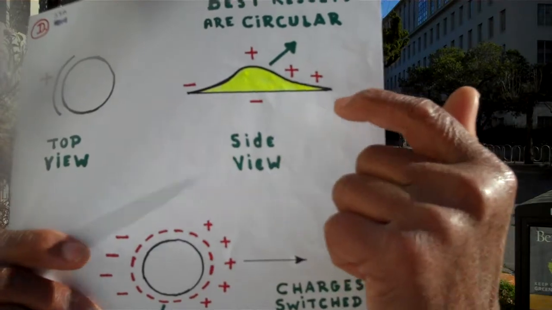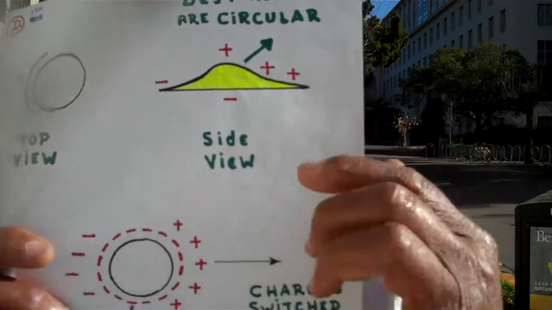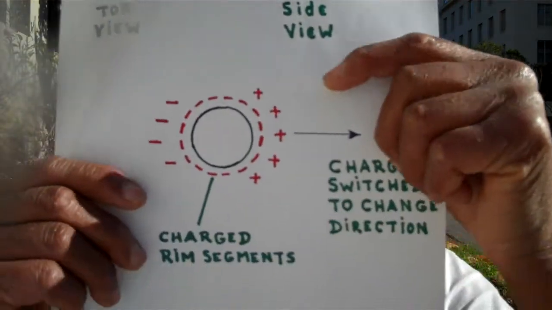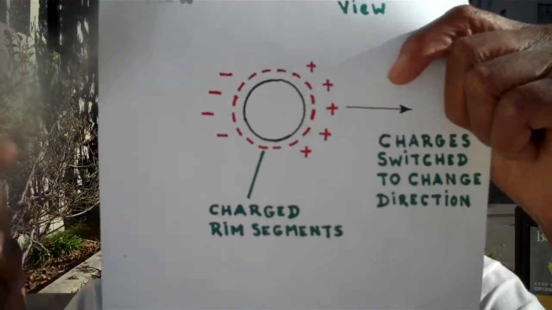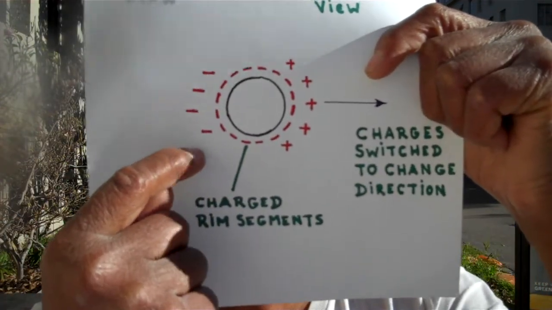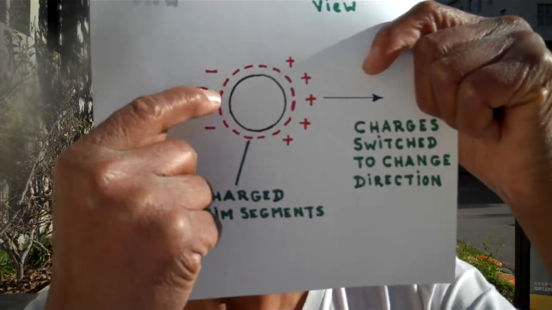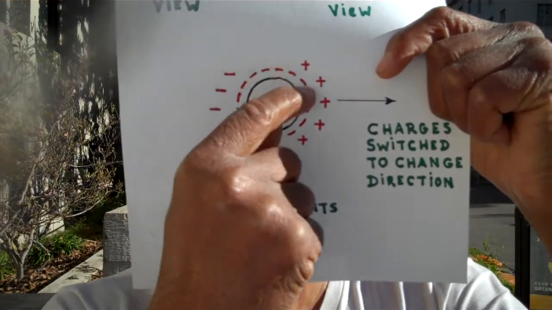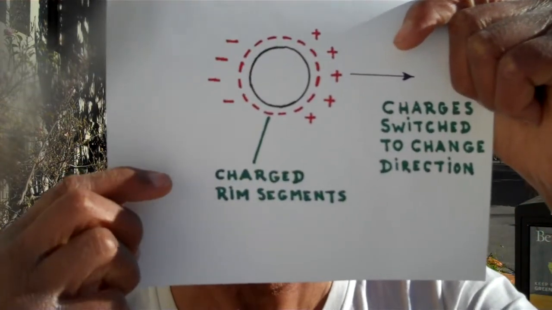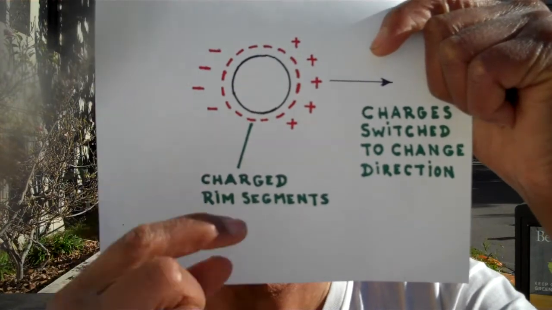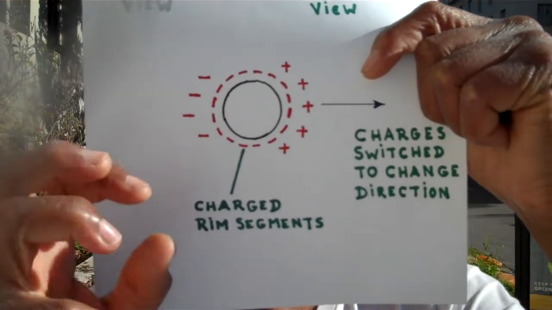This is a side view of a Tesla craft, of such a device. Now, here's another device, and the red dotted line is charged rim segments. These are segments, but they are charged.